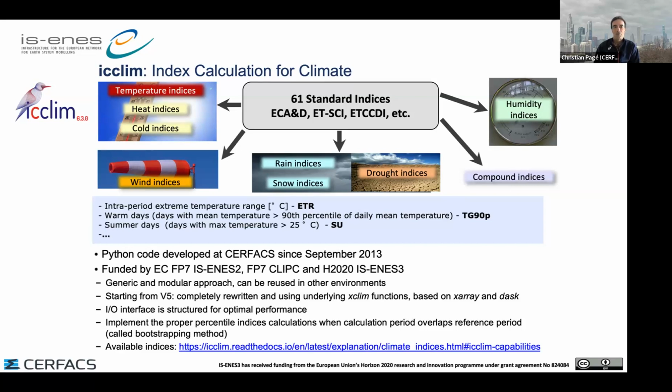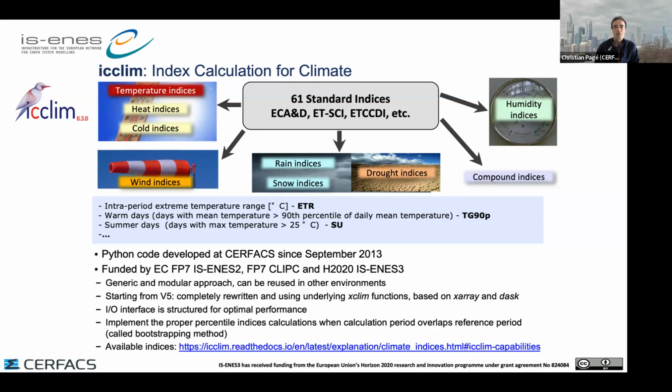Examples of climate indices, I have listed 3 there, but there are many more. For example, we can have intra-period extreme temperature range. It's called ETR in degrees Celsius. We can also calculate warm days, defined as the days with mean temperature greater than the 90th percentile of daily mean temperature, and the acronym is TG90P. So this is standardized also. And summer days is one of the most simple ones. It's days with max temperature greater than 25 degrees C, called SU. Those are just a few examples so that you know what we are talking about.